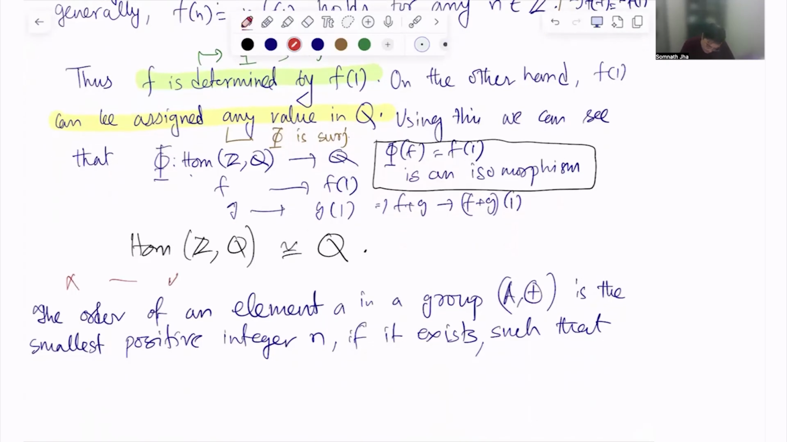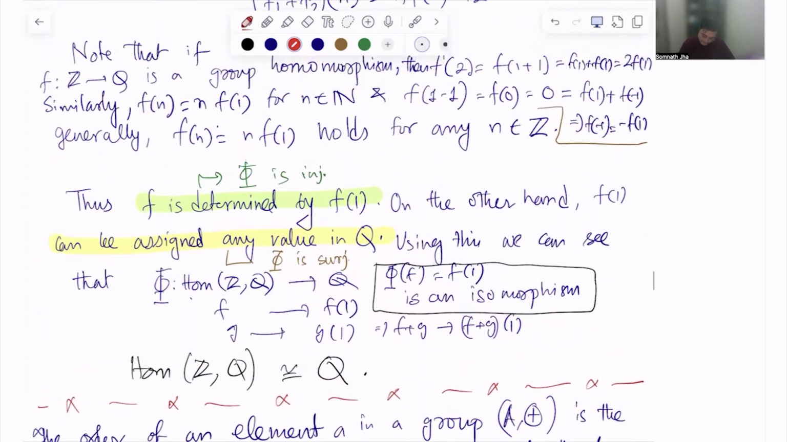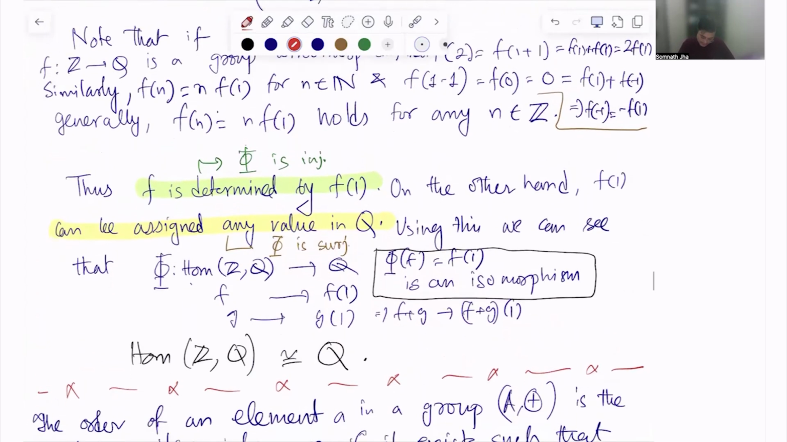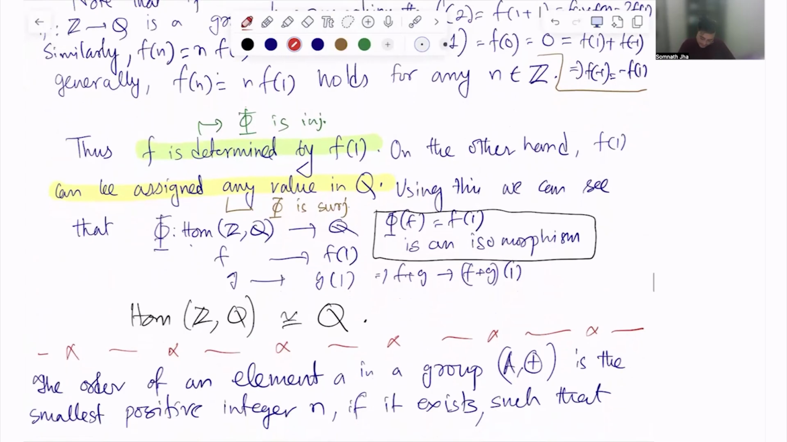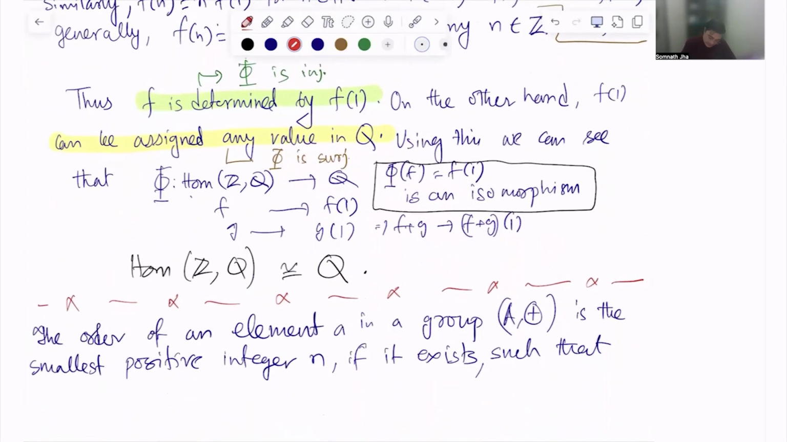Order of an element. Okay, so let's say A is a group, and you have an element a in the group capital A. Then the order of the element a is the smallest positive integer n such that a to the power n equal to e, where e is the identity in A.